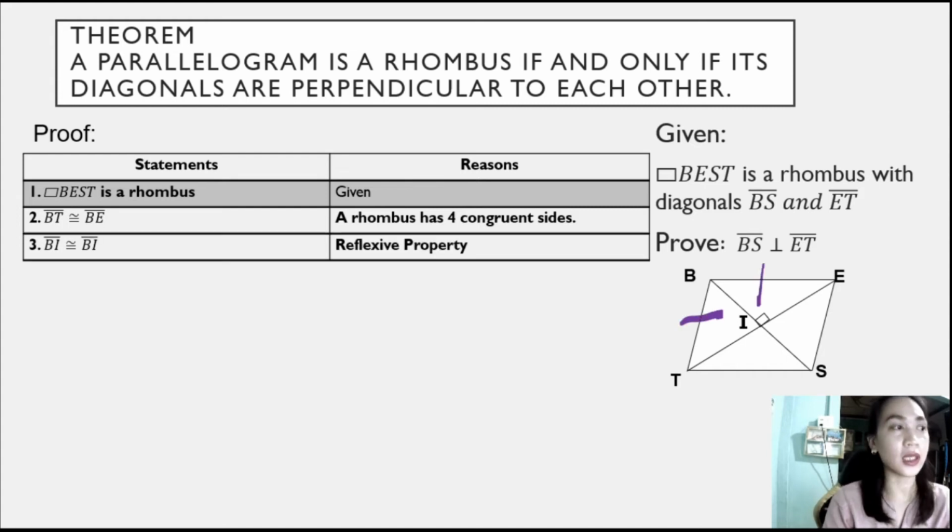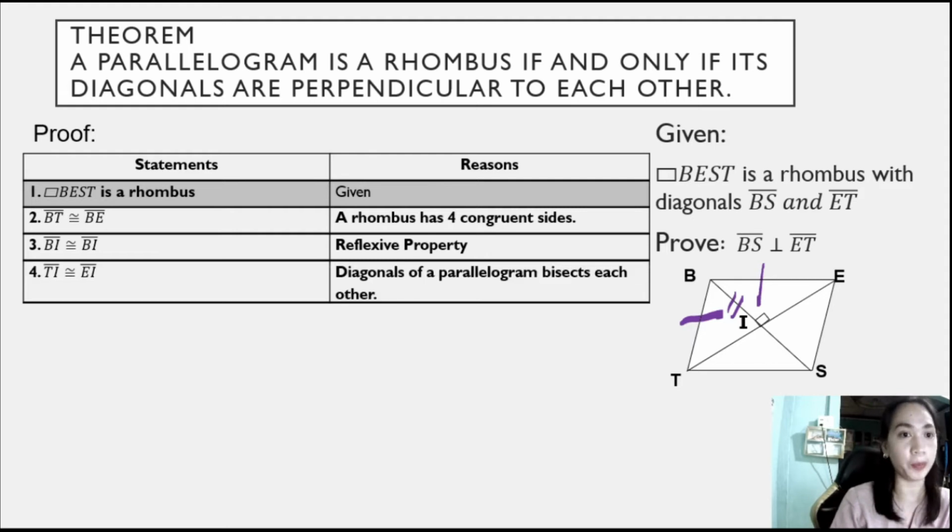Okay? Next, statement number 3. You have BI is congruent to BI. So this side is congruent to this side. They are the same because of the reflexive property. Next, you have TI is congruent to EI because the diagonals of a parallelogram bisect each other. So since they bisect each other, this segment is congruent to this segment.